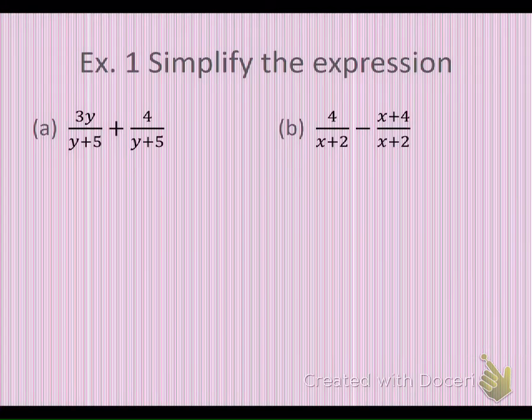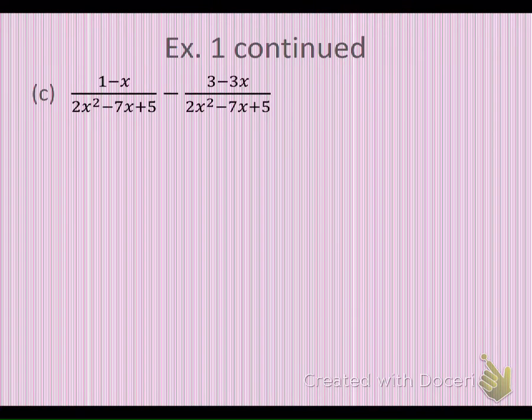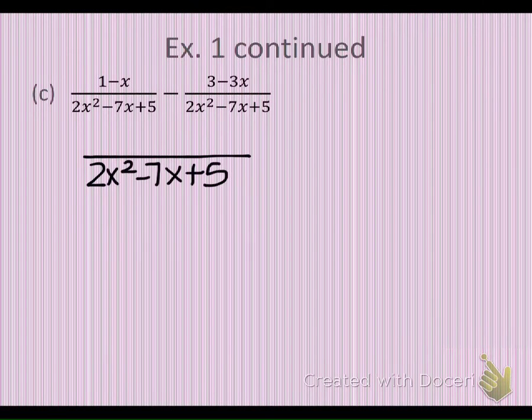Okay? All right, now look at letter C. Check the denominators. Are they alike already? Yes. So we're going to bring down the denominator just as it is. We're going to bring it down as 2x squared minus 7x plus 5. Okay? Bring down that first numerator.